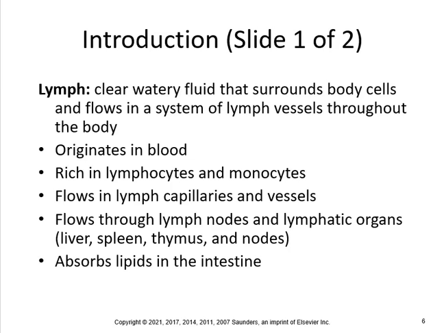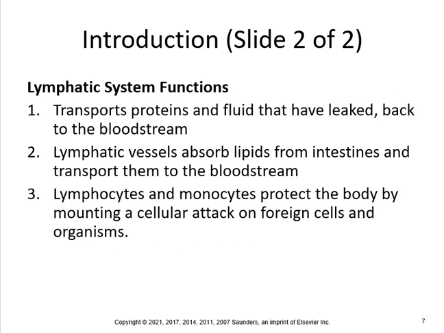Tonsils, if you've had your tonsils removed, they're aggregate lymphatic organs. Lymphocytes and monocytes and lymph organs protect the body against foreign invaders. So what's the real purpose of the lymphatic system? It transports proteins and fluid that have leaked back into the bloodstream. Lymphatic vessels absorb lipids from intestines and transport them to the bloodstream. Lymphocytes and monocytes protect the body by mounting a cellular attack on foreign cells and organisms.